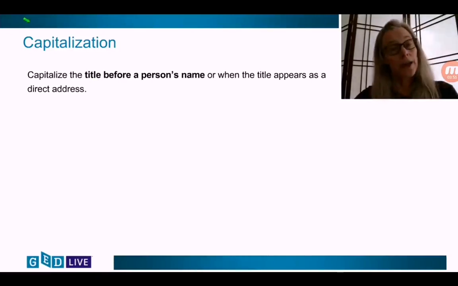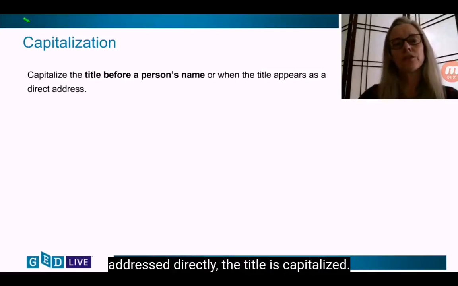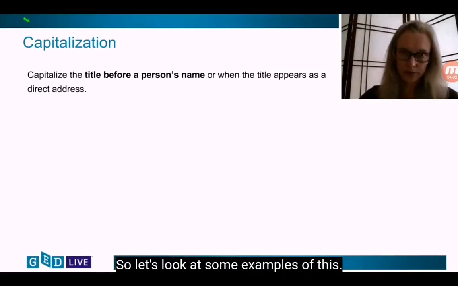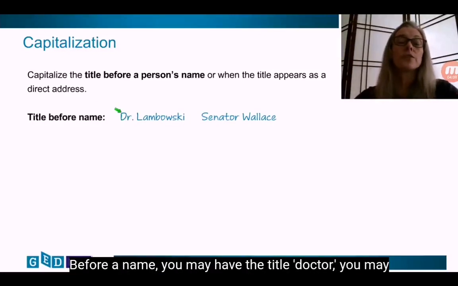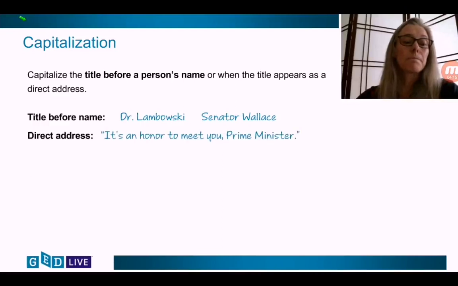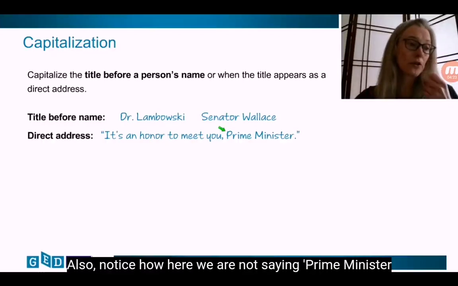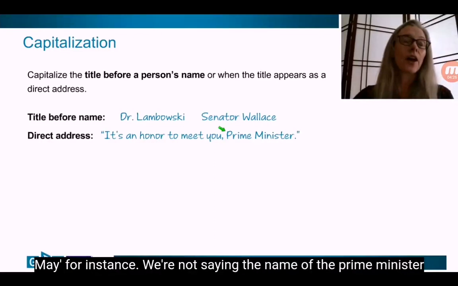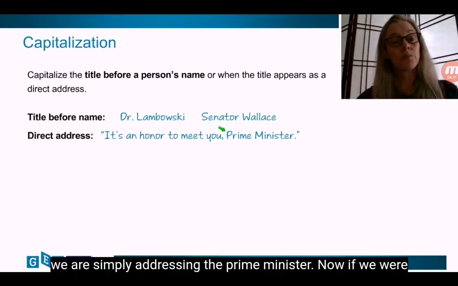Now, titles also take capitals, right? And also when somebody is addressed directly, the title is capitalized. So let's look at some examples of this. Before a name, you may have the title doctor, you may have the title senator or representative, right? Also, notice how here we are not saying Prime Minister May, for instance. We're not saying the name of the Prime Minister. We are simply addressing the Prime Minister.